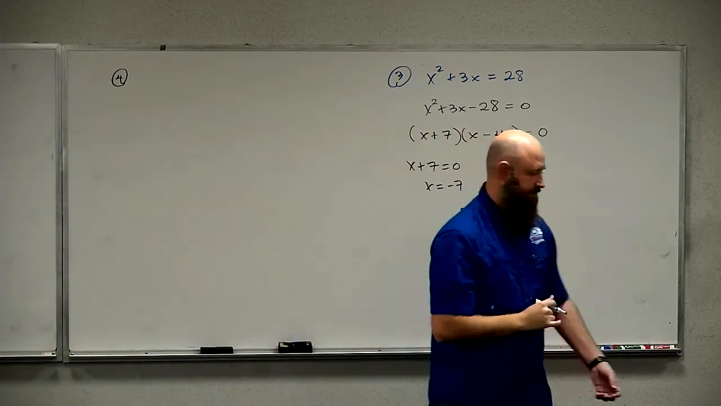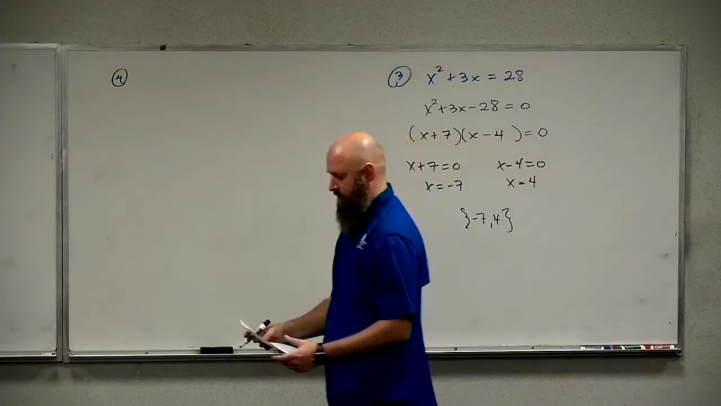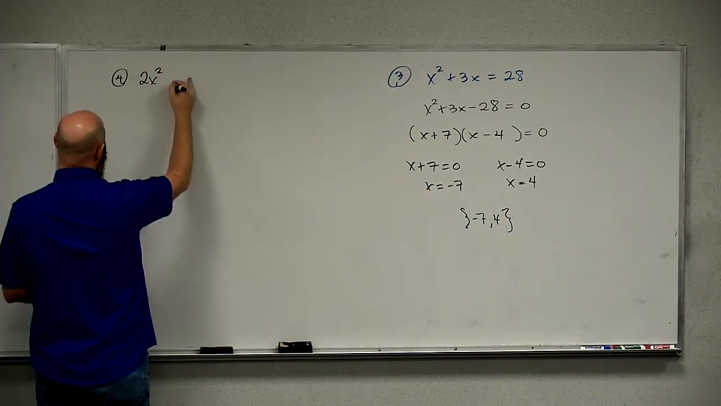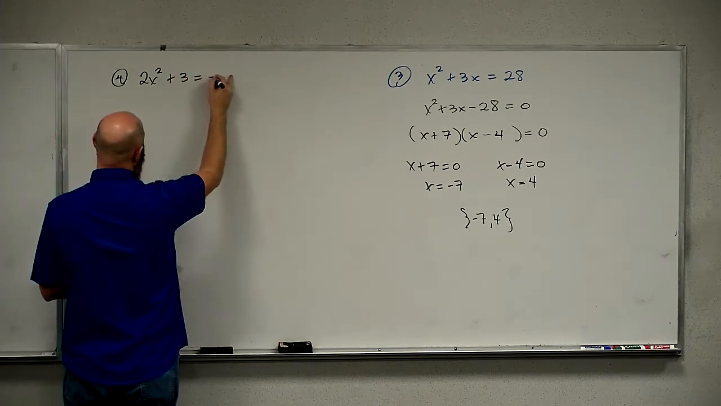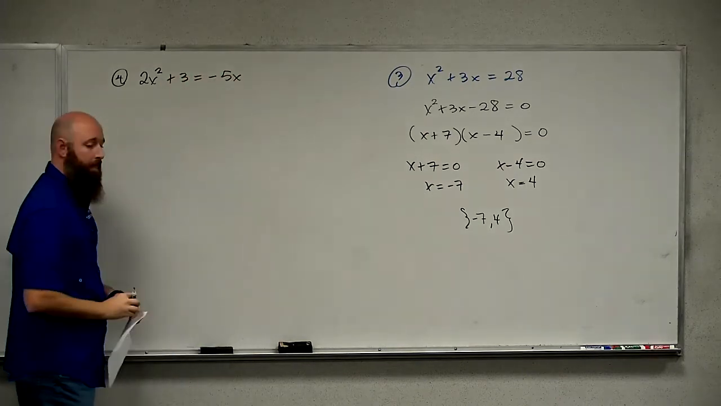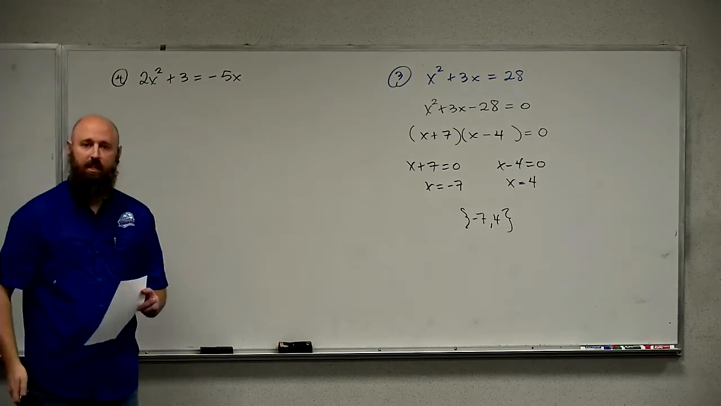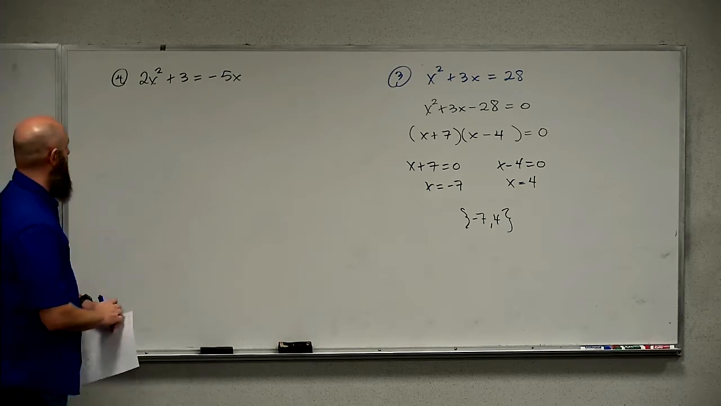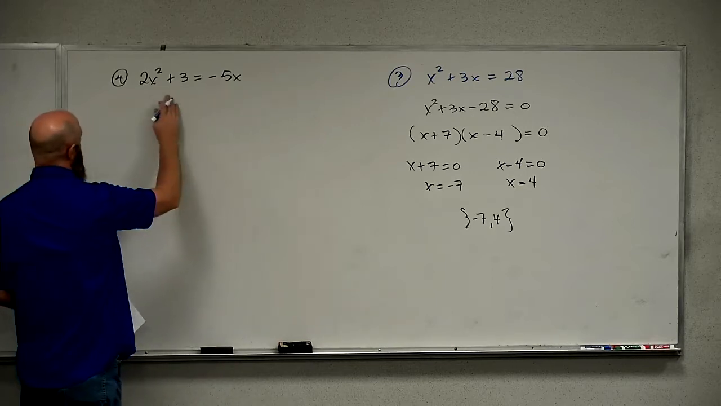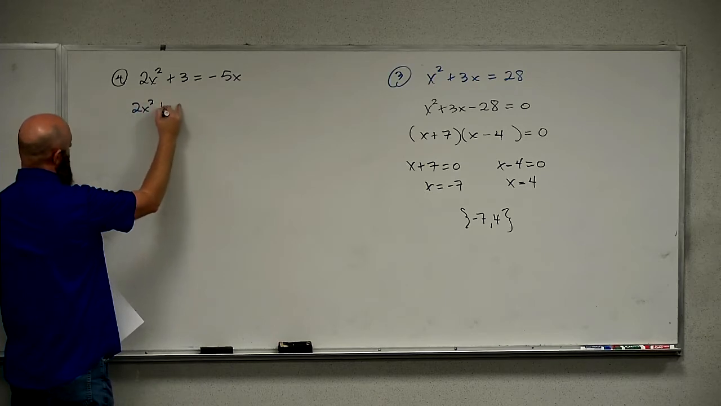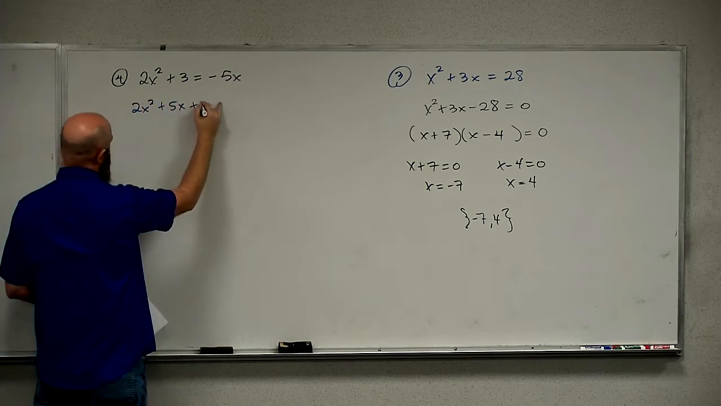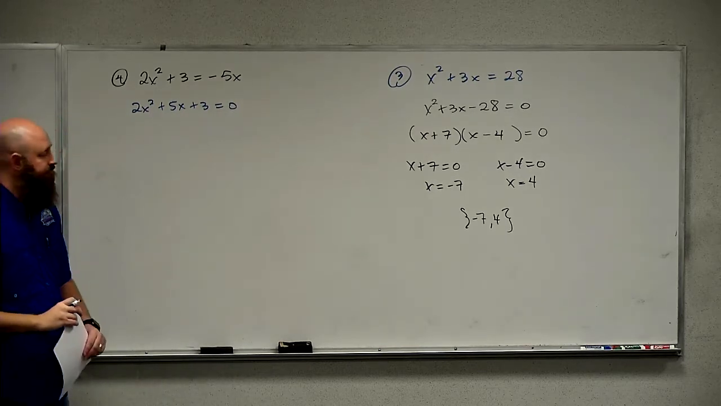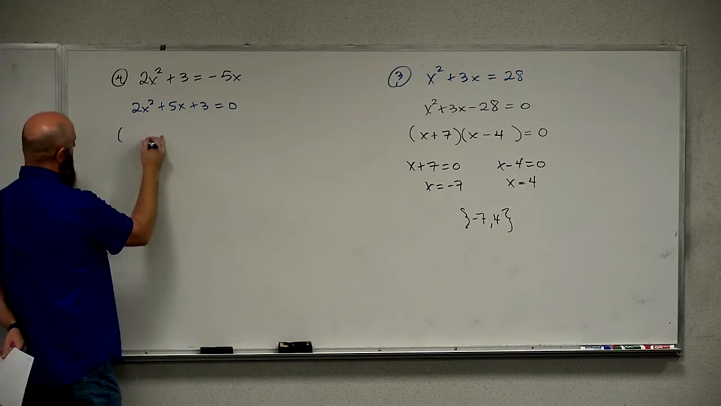Number 4. Grab my sheet here. 2x squared plus 3 equals -5x. So again, hopefully you see, it does not equal 0, so we need to make it equal 0. So let's do that. We're going to add that 5x over. But we do have to put it in the correct order. So 5x and then the 3, so that we do it correctly. Now we can factor.